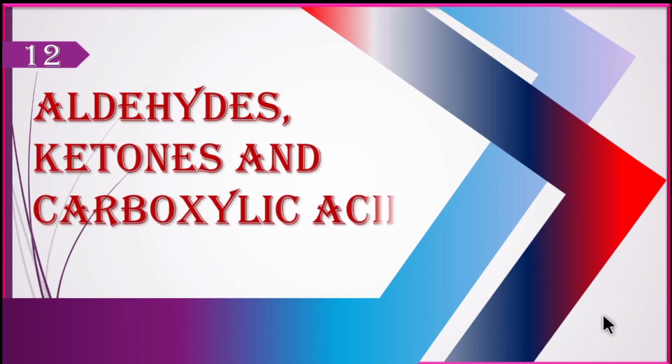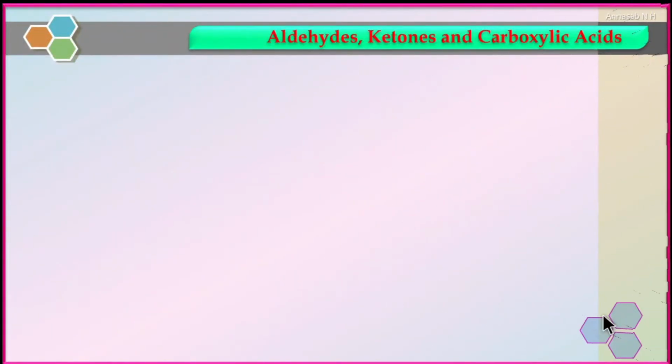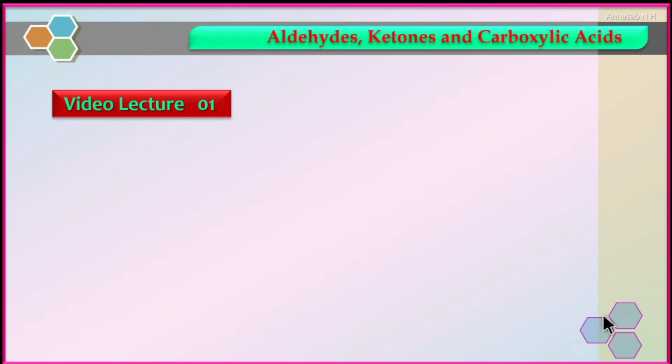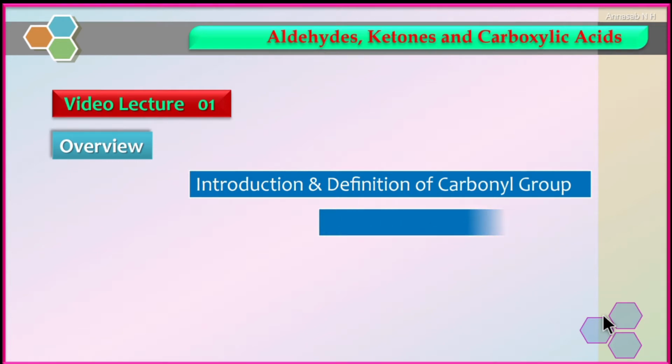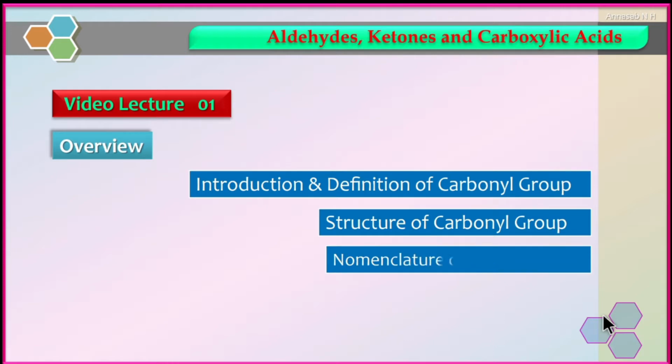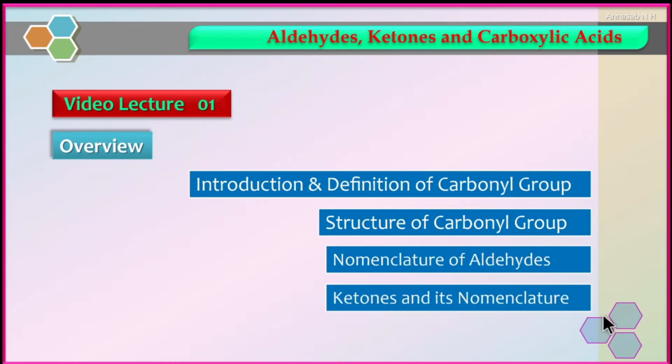Hello students, welcome to the chapter Aldehydes, Ketones and Carboxylic Acids. This is chapter number 12 in class 12 chemistry. In this first video lecture, you will be learning the introduction and definition of carbonyl group, structure of carbonyl group, and nomenclature of aldehydes and ketones. Let us begin our session.